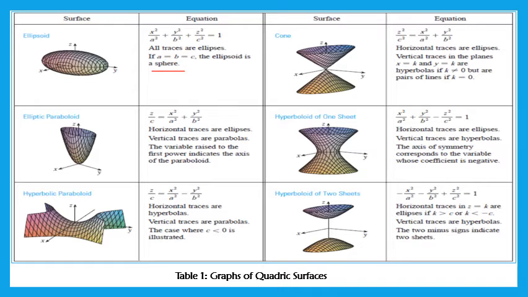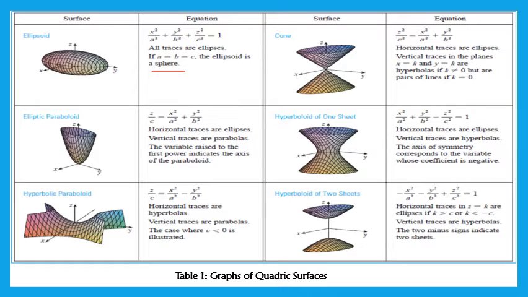Another is an elliptic paraboloid. Ang formula ng elliptic paraboloid is z over c equals x squared over a squared plus y squared over b squared. Horizontal traces are ellipses. Vertical traces are parabolas. The variable raised to the first power indicates the axis of the paraboloid. So, ito yung variable raised to the first power, yung z. Ibig sabihin nun, yung axis of paraboloid natin is parallel siya sa z-axis.